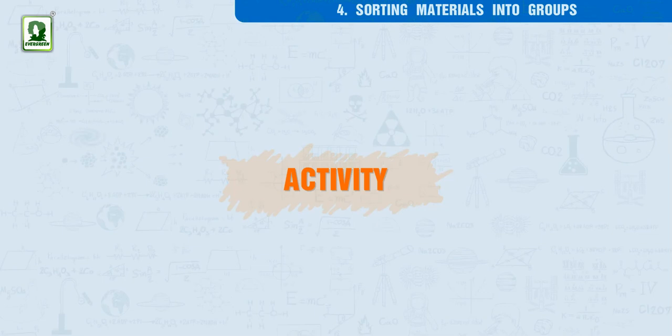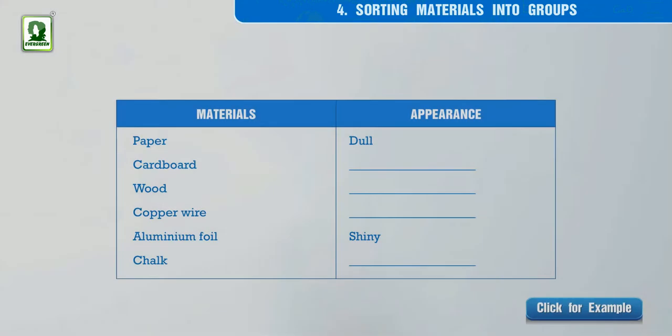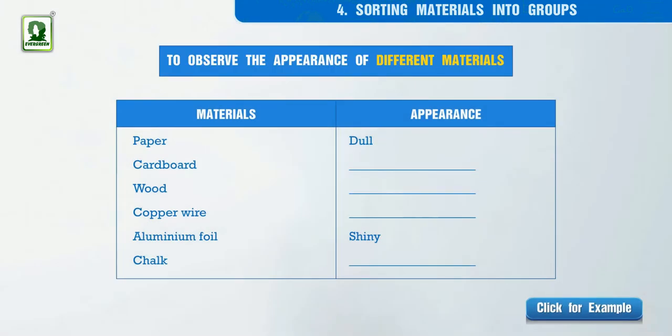Activity. To observe the appearance of different materials, collect small pieces of different materials like paper, cardboard, wood, copper wire, aluminium foil, chalk. Do any of these appear shiny? Record your observations in the table given below. You may add more items to the list from your surroundings.